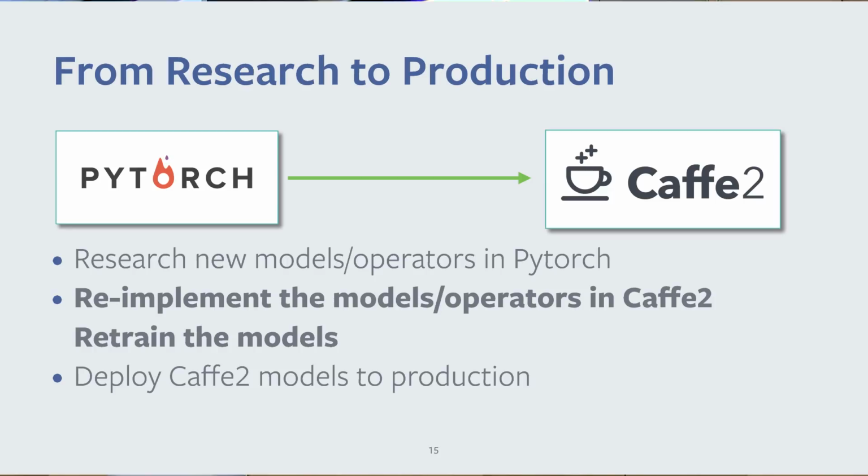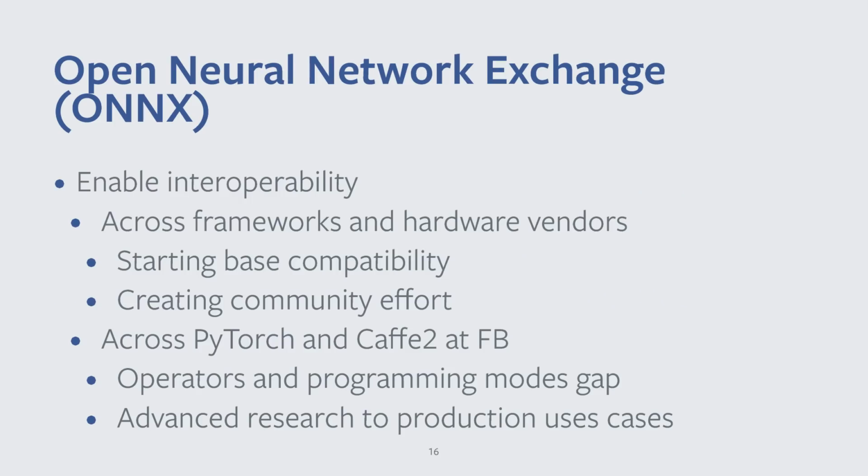The old way of doing that was, well, you have the model, we know what it is, we have to re-implement everything in Caffe2, either the new operator or the new model. And then we need to retrain in Caffe2 using the same data that PyTorch was trained on, and hopefully we get an equivalent quality model, and then we can deploy that to production. But that process may easily take weeks or even months. So that is a big problem, and that's why we propose this Open Neural Network Exchange format.